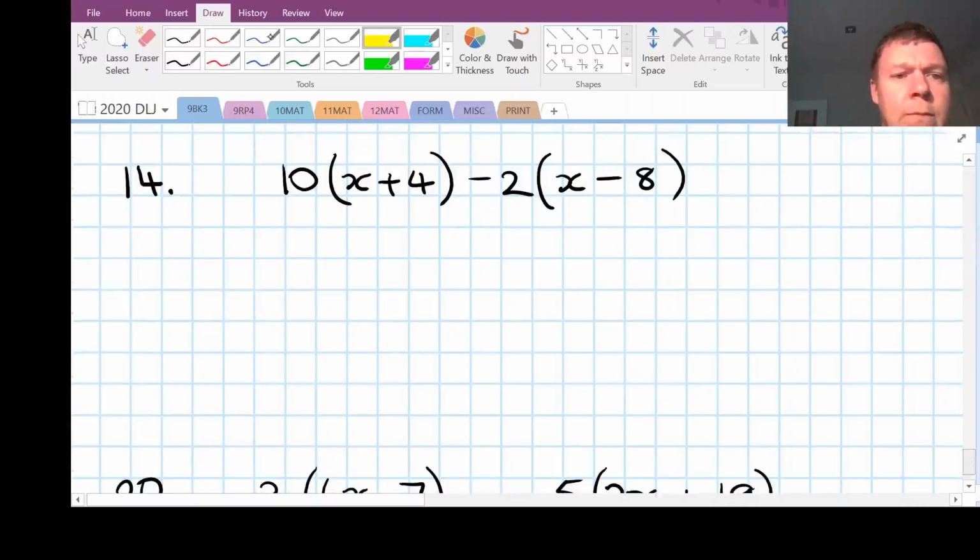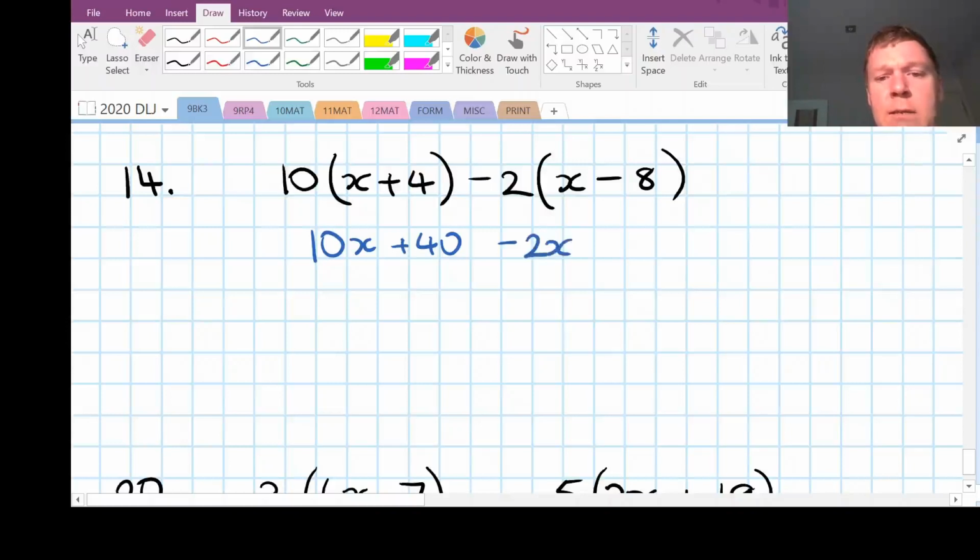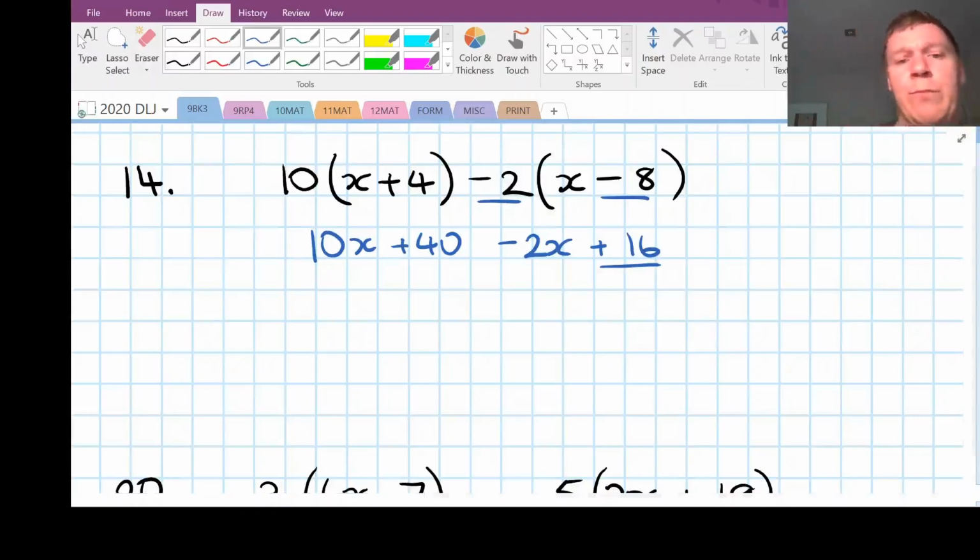We've got 10 times x, 10x, 10 times 4 is 40, negative 2 times x, negative 2x, negative 2 times negative 8 makes positive 16. So got to be careful with negatives. They combine. When you've got two of them, they go back to being positive again. Now, if you had three of them, they go back to being negative again. Flip-flops.